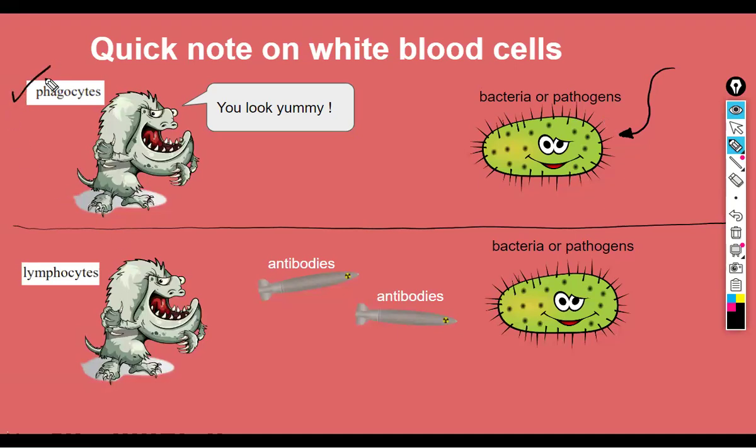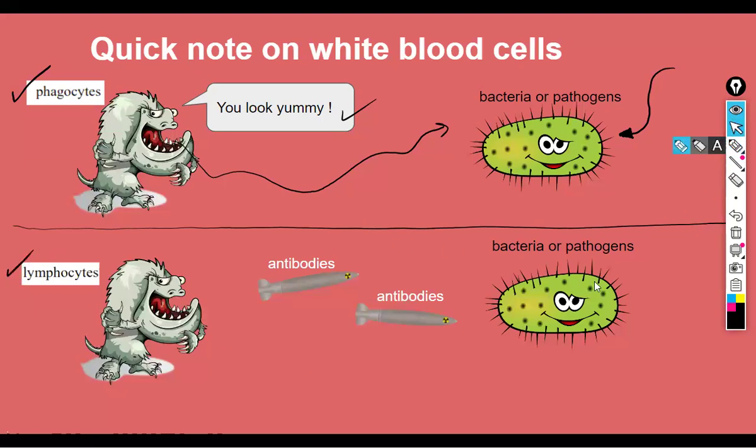Well, phagocytes, what they usually do, they don't do anything fancy. They just walk up to the bacteria and eat it. As simple as that, right? Real caveman behavior, right? No thinking behind it. You have an invader, they just walk up to the bacteria and eat it and destroy it. Simple.